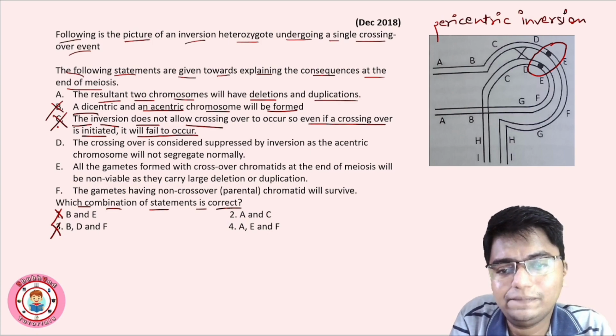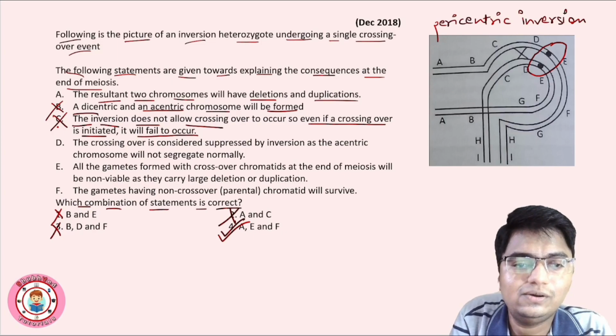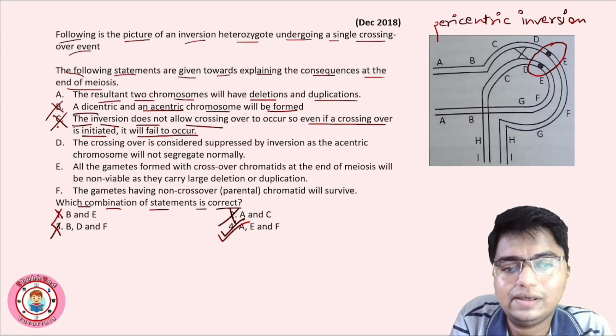Crossing over होता है. Okay, crossing over fail to occur. This is wrong. Inversion does not allow crossing over to occur. ऐसे नहीं है. We can see from the picture itself, crossing over takes place. Again, C is wrong. So this will be wrong. And 4 is the correct. Okay, ऐसे हम easily solve कर सकते हैं.